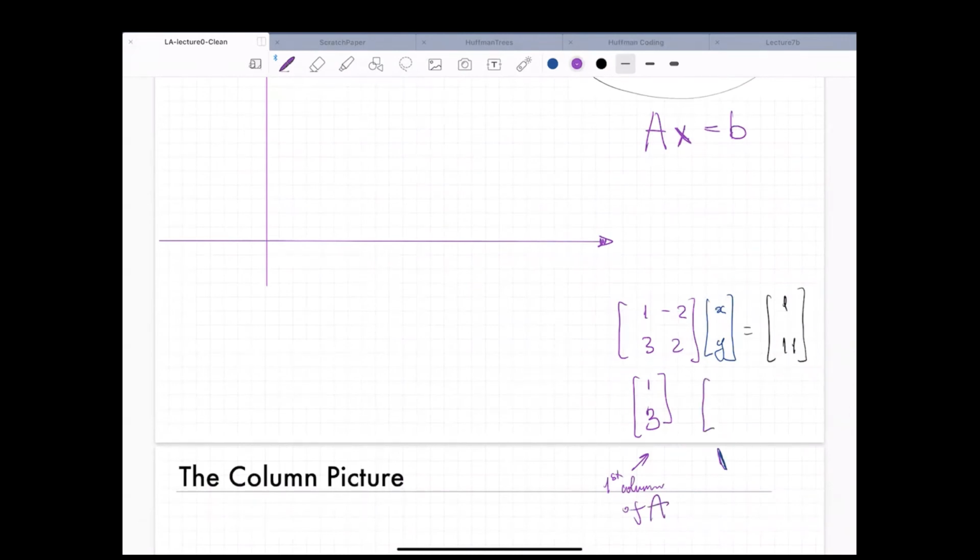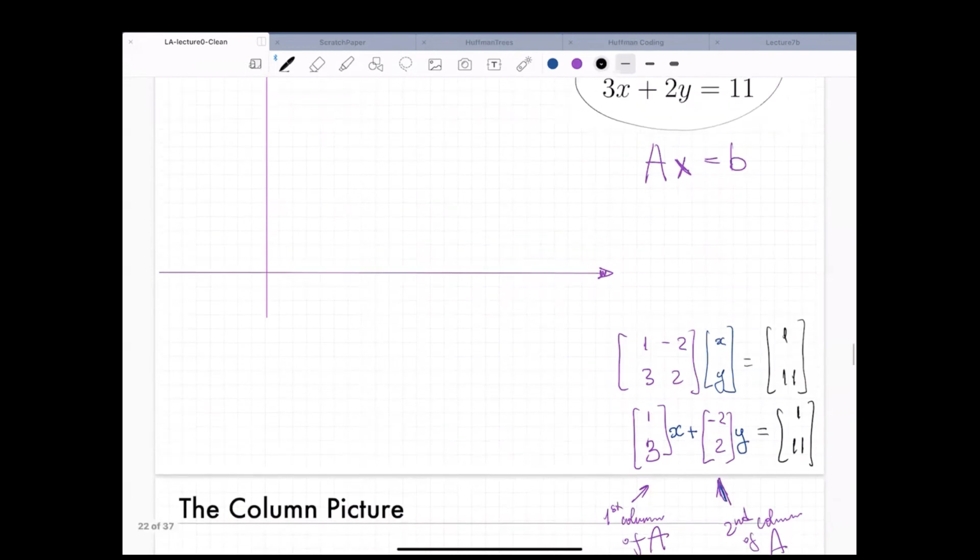This is going to be my second column of A, which is, of course, minus 2, 2. If I multiply this by X, because this is what that system says, plus that times Y, it says you better get out this pair, 1 and 11. Let's see what that means. X and Y are some numbers.